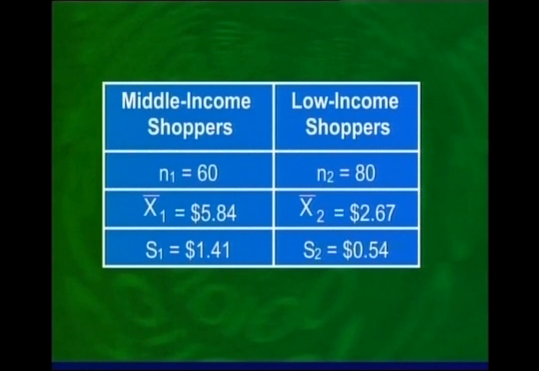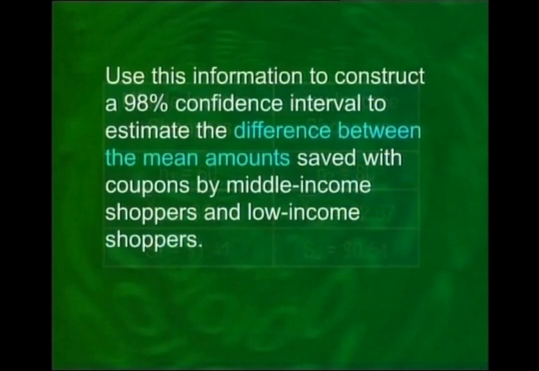So that N1 is 60, X1 bar is $5.84, and S1 is $1.41. Similarly, N2 is 80, X2 bar is $2.67, and S2 is $0.54. Now, we wish to use this information in order to construct a 98% confidence interval to estimate the difference between the mean amounts saved with coupons by the middle income shoppers and the low income shoppers.